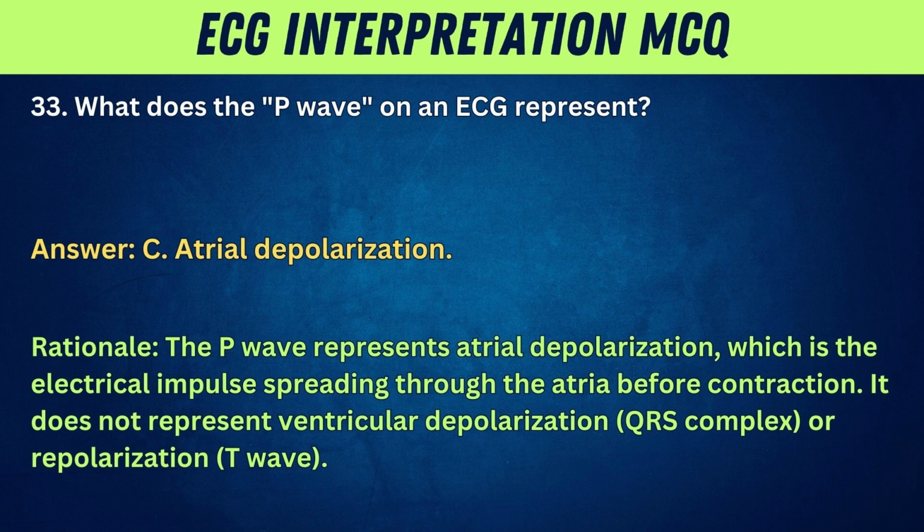The P wave represents atrial depolarization, which is the electrical impulse spreading through the atria before contraction. It does not represent ventricular depolarization, the QRS complex, or repolarization, the T wave.